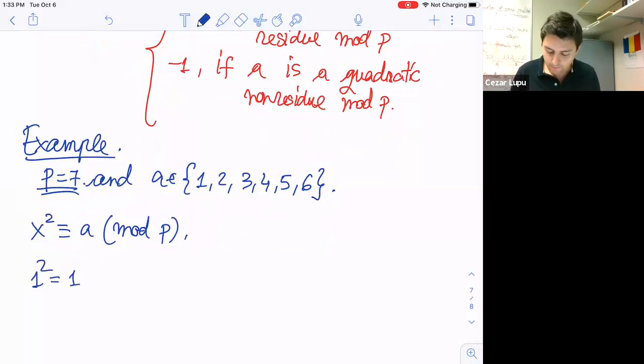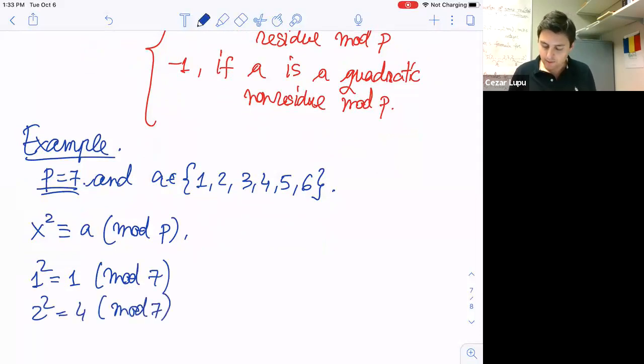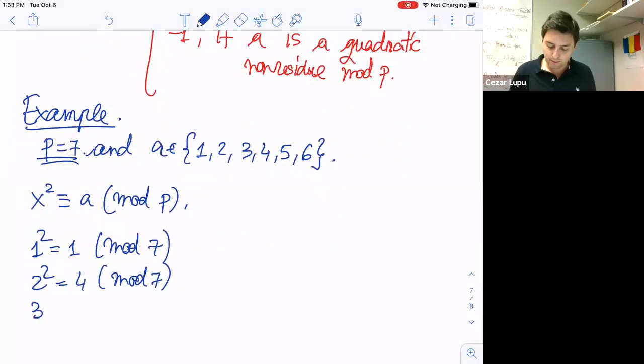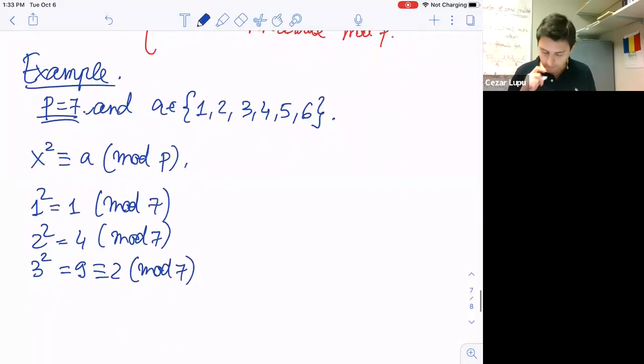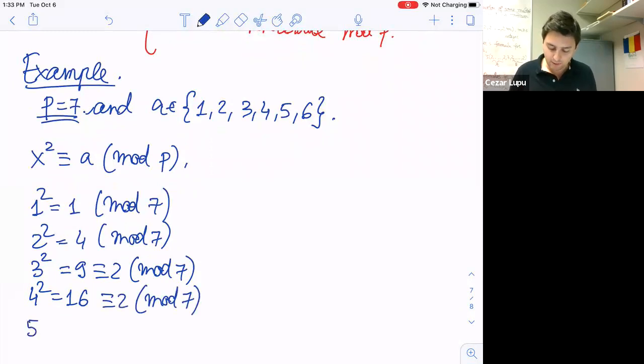1 squared is 1, so this is 1 mod 7. 2 squared is 4 mod 7. Now I'm going to take 3 and compute the square. 3 squared is 9, and 9 mod 7 will be 2 mod 7. Now let's take 4 squared, which is 16. 16 mod 7 is again 2. Now let's take 5, so this will be 25. 25 mod 7 will be 4 mod 7.